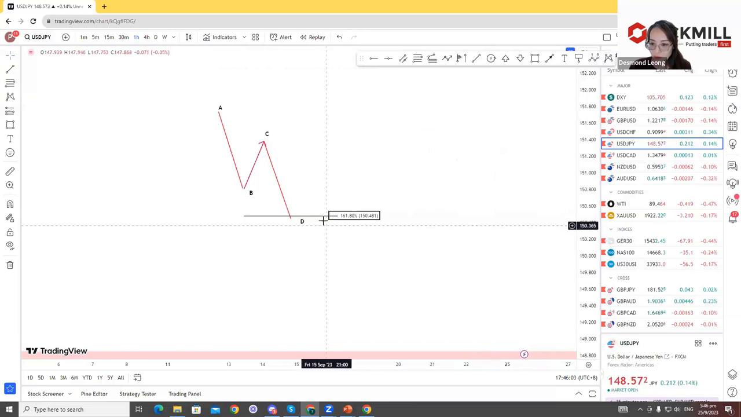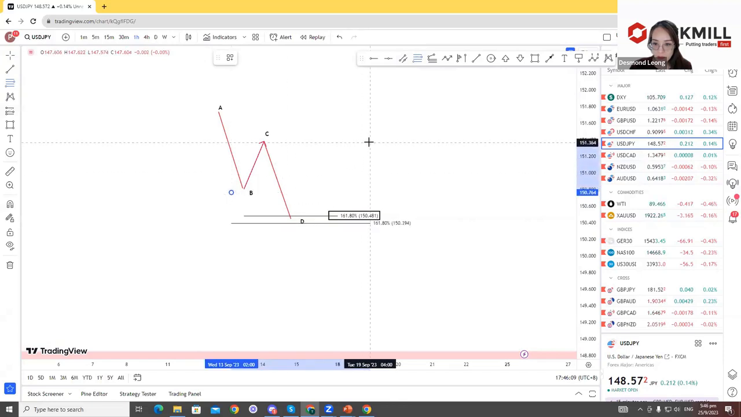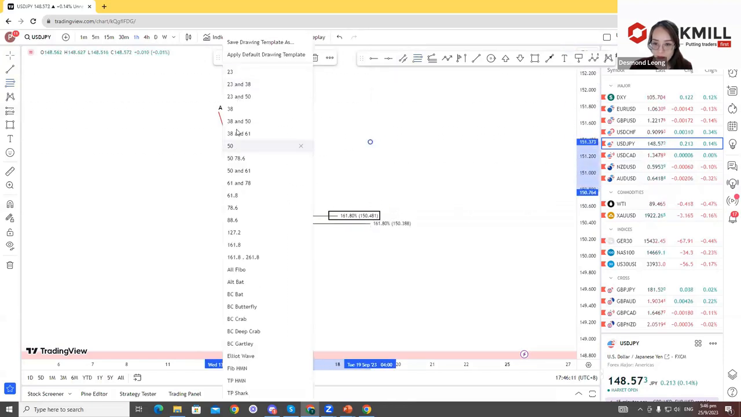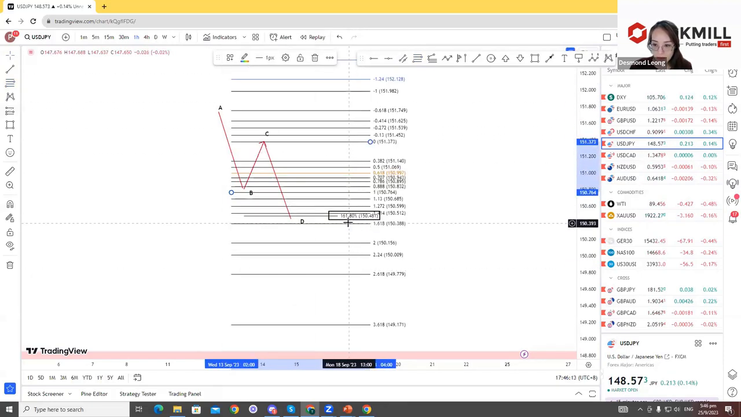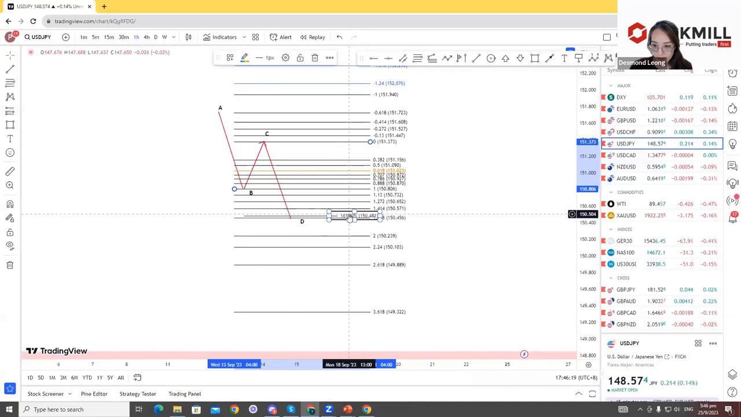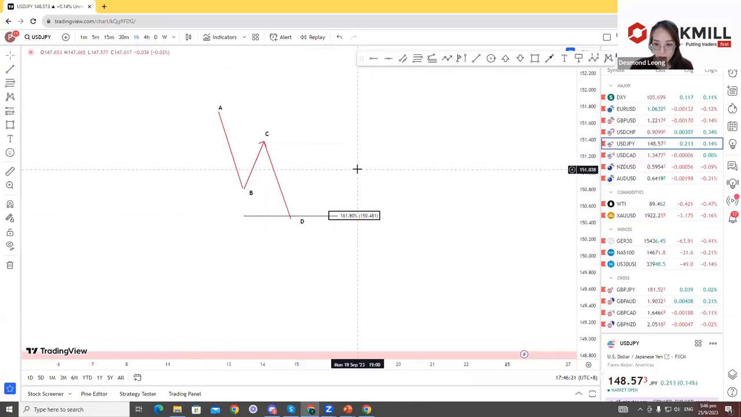Anyway, so extension from B, C, and then you get extension, right? Just now I drew one more time from here to here, and then I go to all Fib. This is the 161.8% BC extension. Okay, yeah. All right, this is what I mean by how you draw. Okay, so back to our slide.